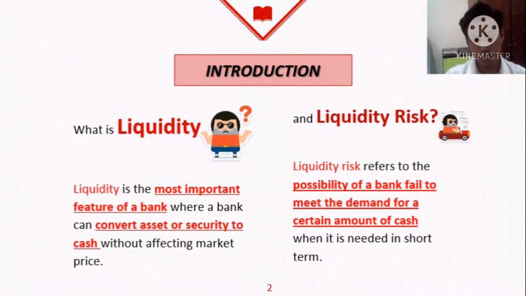First and foremost, what is liquidity? Liquidity is the most important feature of a bank, where a bank can convert assets or securities to cash without affecting the market price. And liquidity risk refers to the possibility of a bank failing to meet the demand for a certain amount of cash when it is needed in the short term.